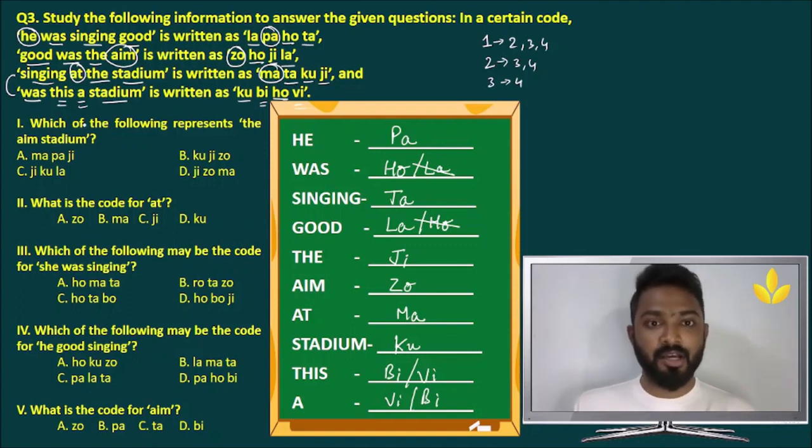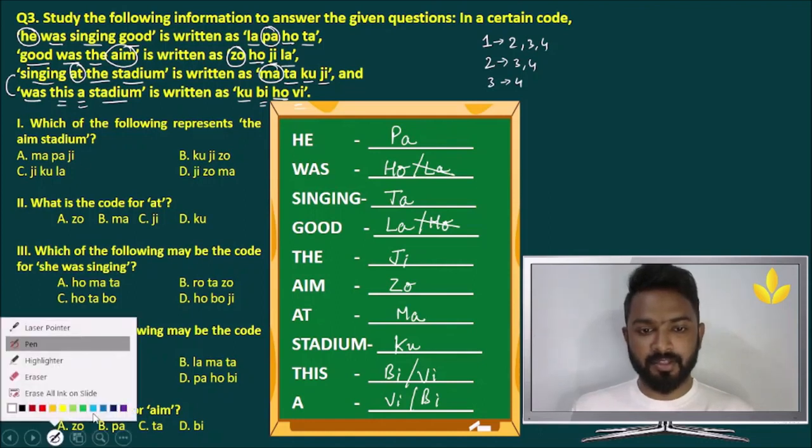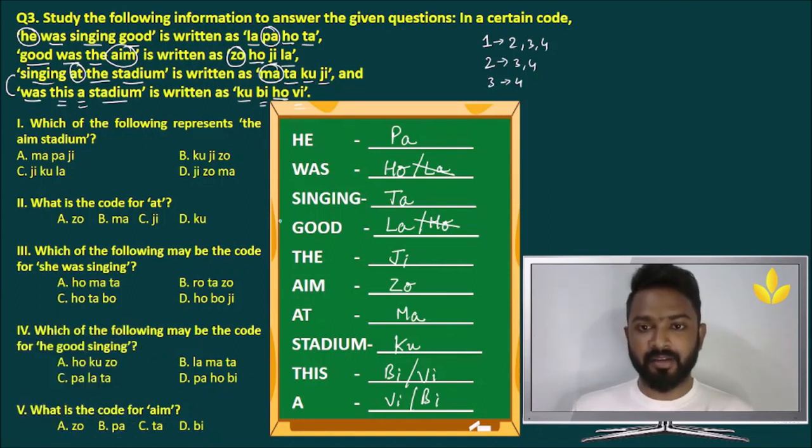Let's do this. Which of the following represents the AIM Stadium? We have the AIM Stadium in any order. Ji, Zo, Ku in any order. That is B. Ku, Ji, Zo. Done. Second one. What is the code for at? At is definitely Ma. Ma is B.